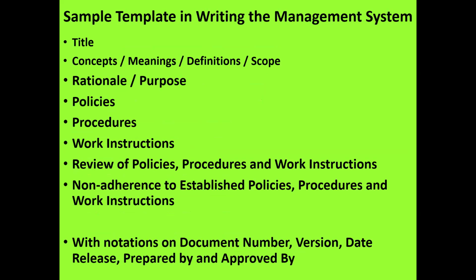So here is a sample template in writing the management system with its standard, with the following contents. With the title, the concepts and meanings and definition of scope, especially the operational definitions of the management system, then the rationale and the purpose, the policies, the procedures, work instructions. Work instructions are more specific compared to the procedures. Then policies on review of policies, procedures, and work instructions. And then a formulation of a statement on non-adherence to established policies, procedures, and work instructions.